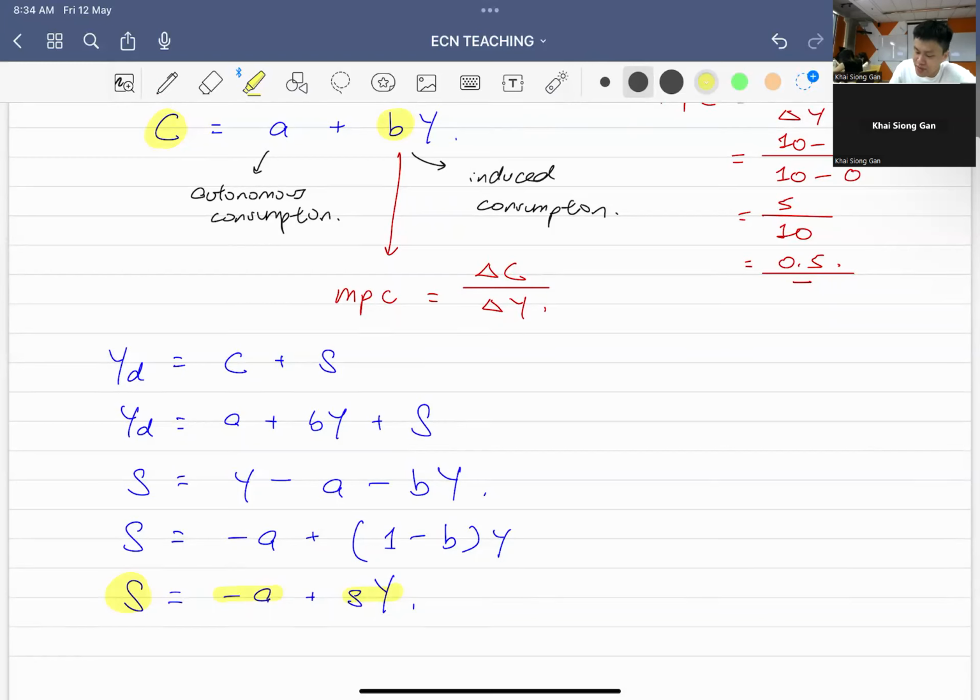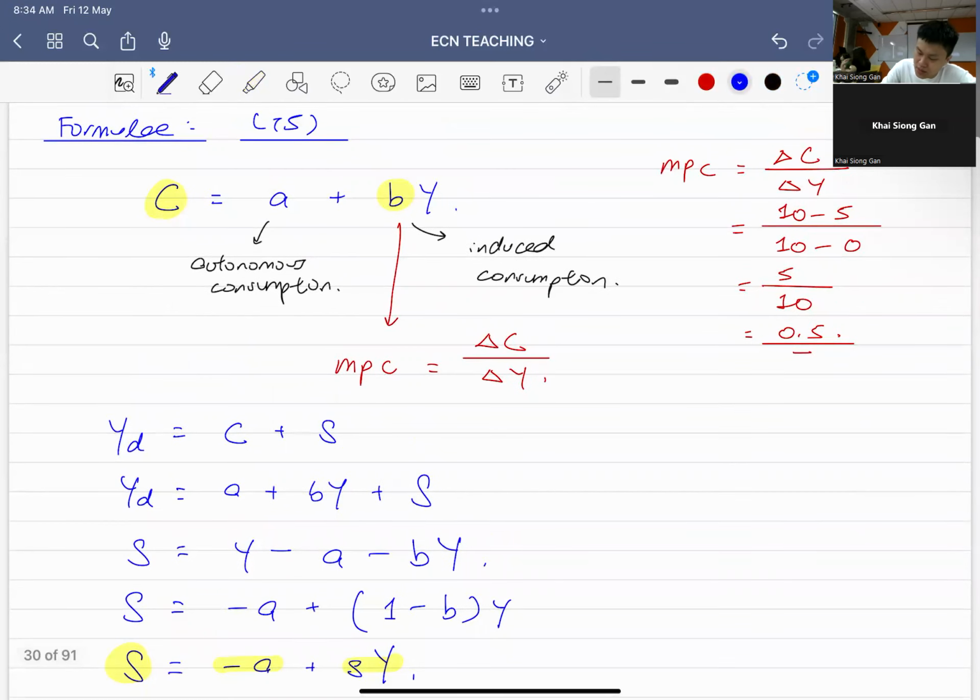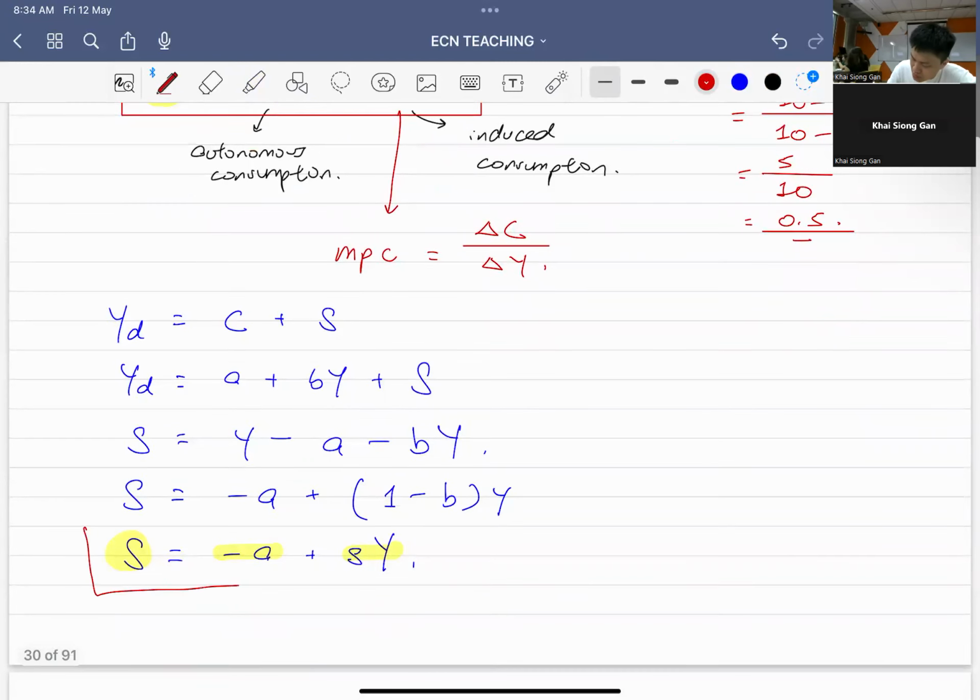Okay, so that's a saving function. Just focus on the function itself. You don't have to really go and show how it is being derived in the exam. You straight away use the function. So now we have the consumption function as the first one and the saving function as the second one. In case you really want to write this into your notes, just make sure that the first one is this one. Okay, and now this is the second one.